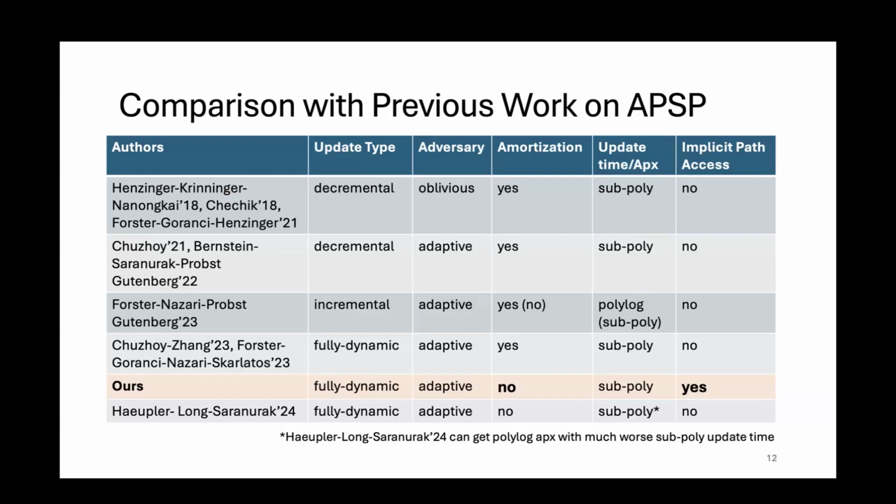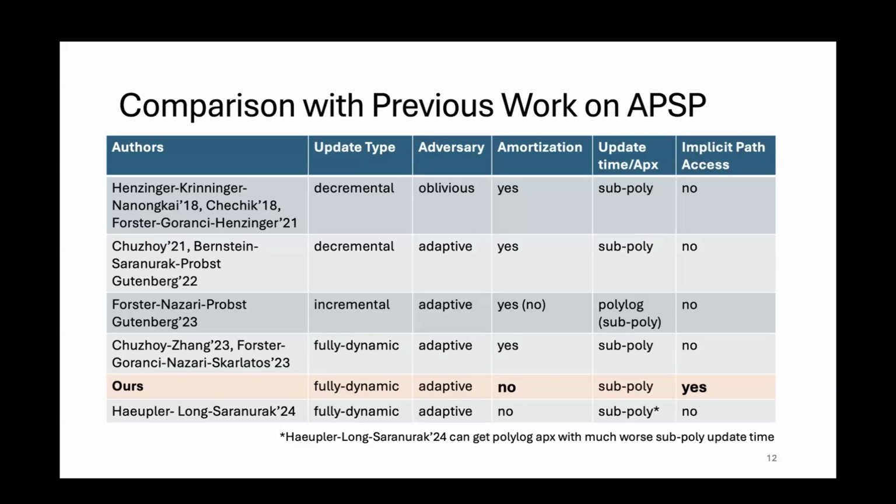Then the algorithms by Chuzhoy, Bernstein, Saranurak, and Probst-Gutenberg both get, again, decremental updates, but now against an adaptive adversary, which means that the adversary can know the previous answers of the data structure before making up their mind for the next query. This is absolutely crucial if you want to use this data structure in a black box manner for an algorithm, because usually the queries that an algorithm does depend on the previous answers of the data structure, and therefore the oblivious adversary assumption is easily broken in this setting.